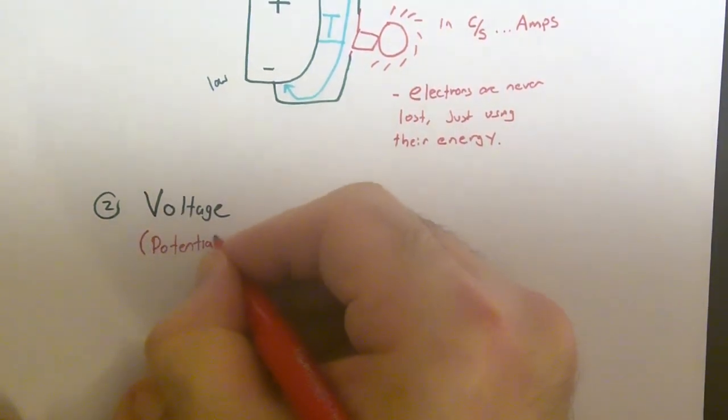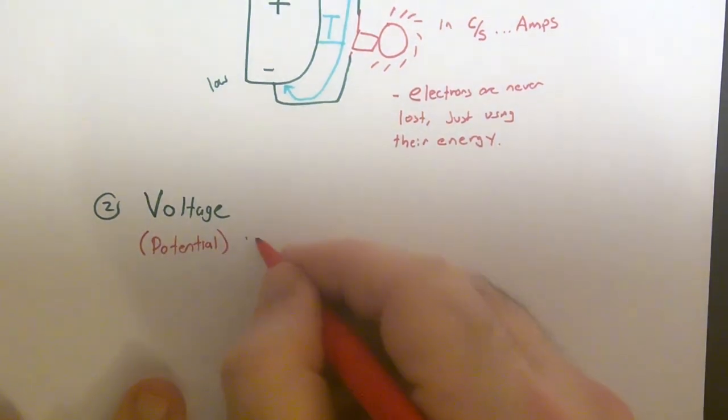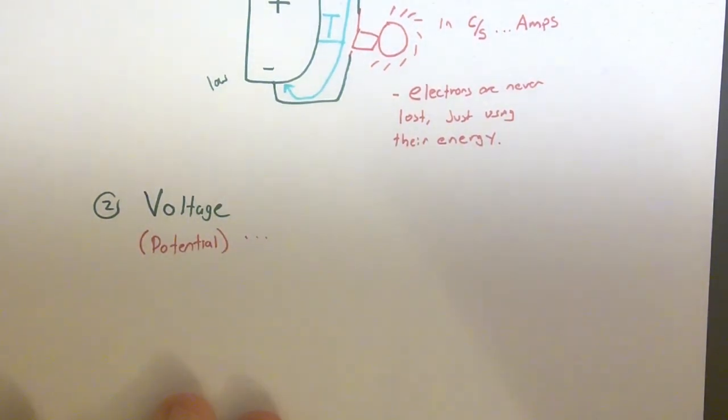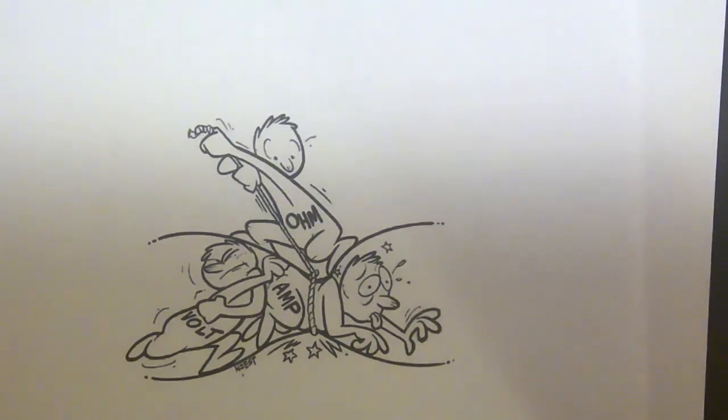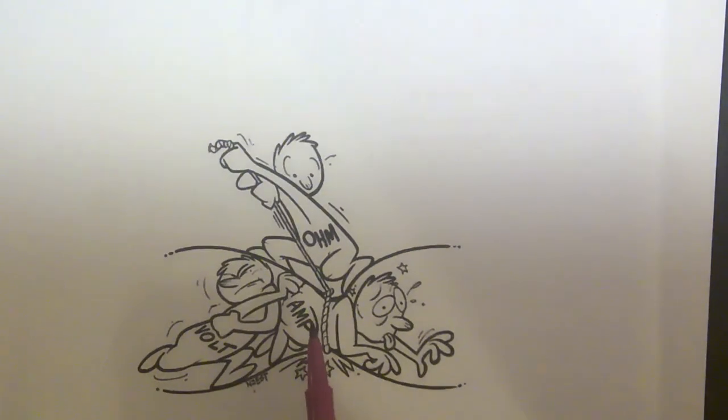Instead, I want to use the word potential, usually electric potential. Voltage is kind of weird and hard to describe, so I'm going to use this comic. There you go. You can see the three things here: we have a volt, an amp, and something new called an ohm.